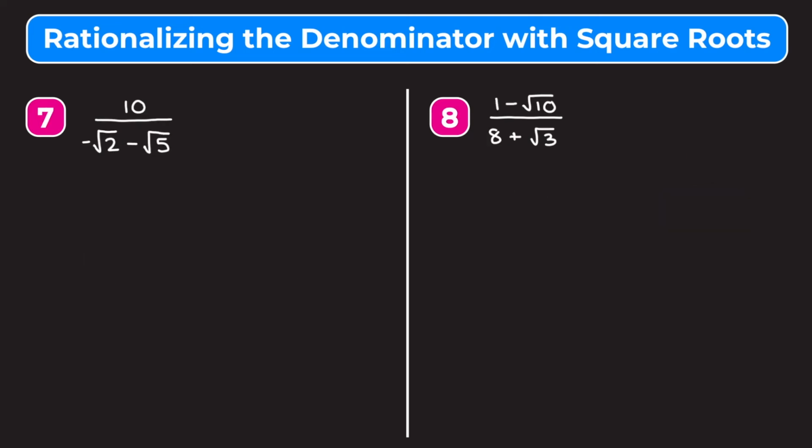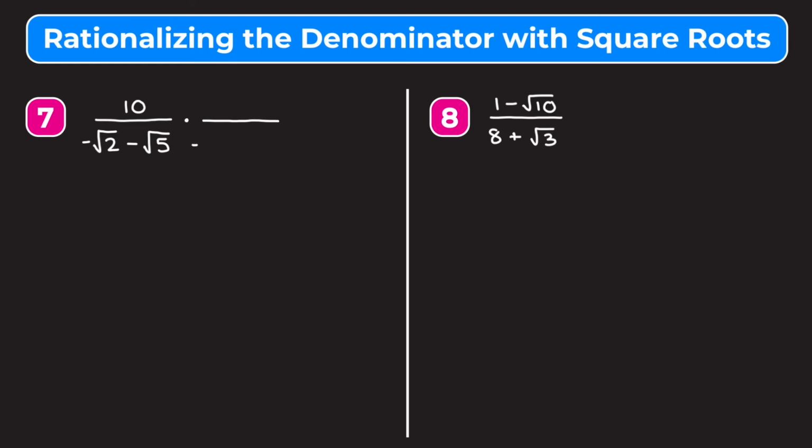So for these last 2 examples, I encourage you guys to try them on your own, and then you can watch me work through the problems to make sure that you solve them correctly. So in example 7, we have 10 over negative root 2 minus root 5. So this time we have 2 roots in the bottom, but we're still going to use the same method we've been using. We need to multiply by the conjugate.